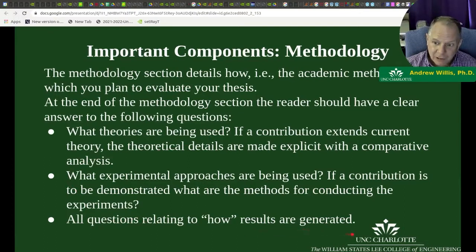And I have this sort of catch-all statement at the bottom here. At the end of the methodology, the reader should have either an explicit answer, or if you're using methods that have already been previously discussed and they're too long to describe in your document, references that tell them where to go to see all of the details for specific aspects of your methodology. Anything related to how gets answered in your methodology section, because methodology answers questions about the research as to how it was done. Any questions about methodology?